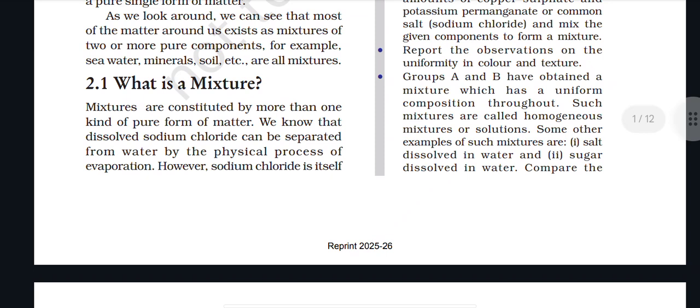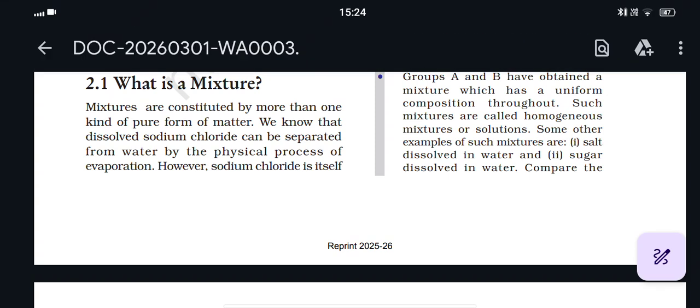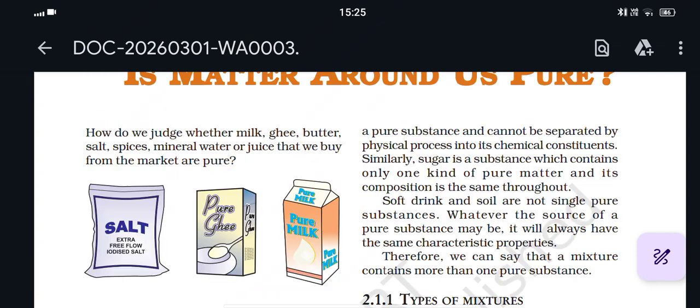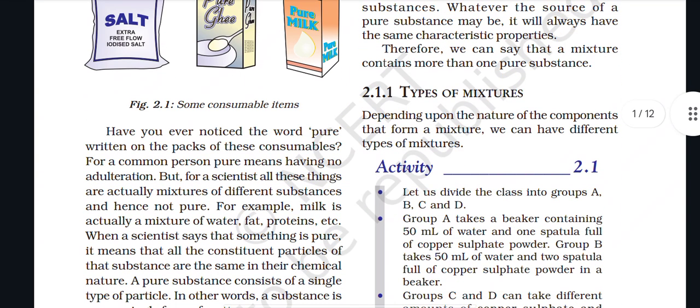First we have to know about certain things, like what is a mixture. As you all know, mixtures are constituted by more than one kind of pure form of matter. We know that dissolved sodium chloride can be separated from water by the physical process of evaporation. However, sodium chloride is itself a pure substance and cannot be separated by physical process into its chemical constituents. Next, there are types of mixtures. Depending upon the type and nature of the components, the mixtures are divided into different types, which are.